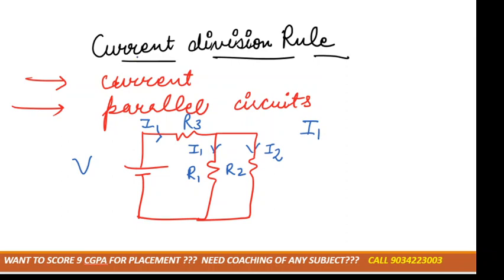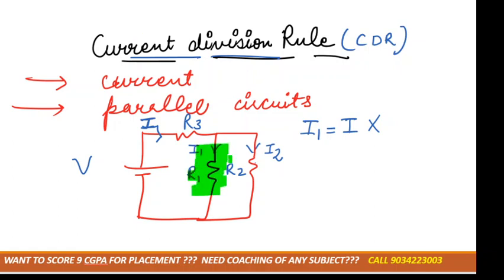So I1, according to the current division rule, in short denoted by CDR, okay. According to this current division rule, I1 is equal to the total current I multiplied by the opposite resistance, the one opposite to the branch in which we need to calculate the current. Like suppose we need to calculate I1, opposite of I1 is R2, so we have to multiply it by that, divided by the sum of the resistors which are connected in parallel.